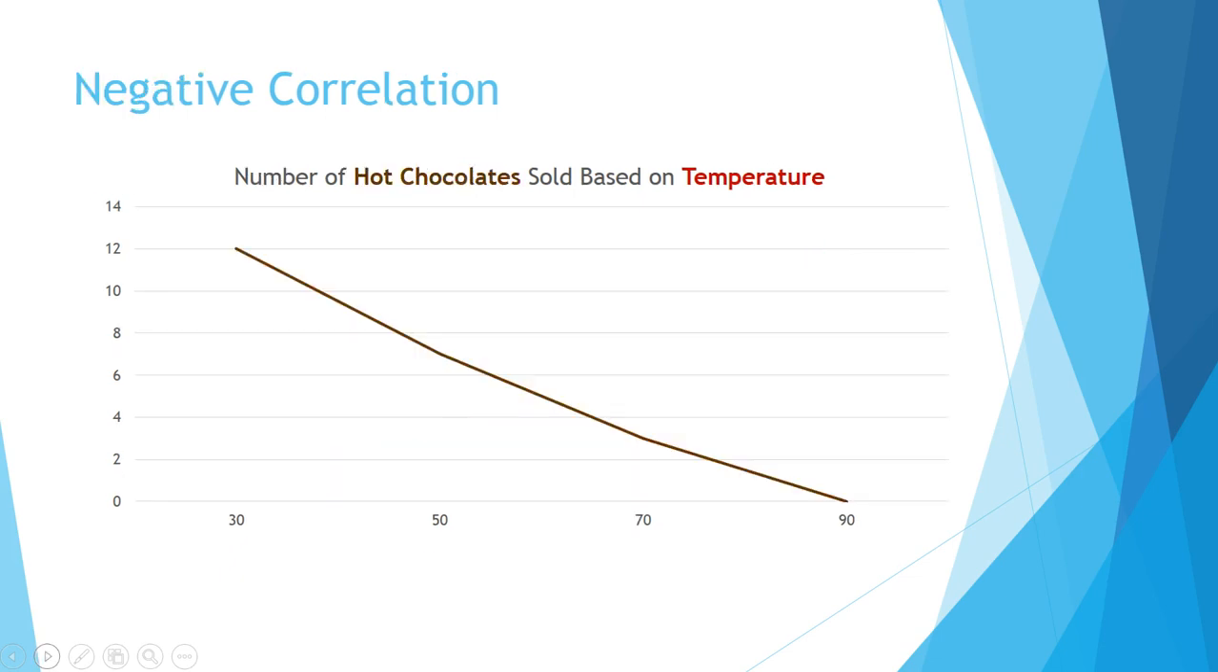Next, you have a negative correlation. In this example, as the temperature increases, the number of hot chocolates sold decreases. So at 30 degrees, there are 12 hot chocolates sold. At 50 degrees, there are 7 hot chocolates sold. At 70 degrees, there are 3 hot chocolates sold. And at 90 degrees, no one wants a hot chocolate.